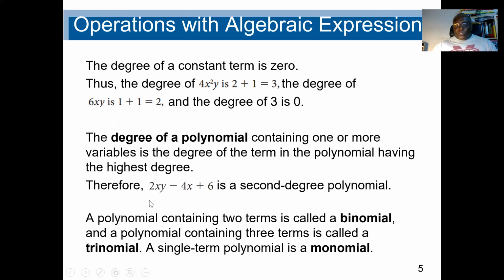So let's try an example. I already said about the term binomial. A polynomial containing two terms is called a binomial. And we have also mentioned the monomial. A monomial means a single term polynomial. So if I have, for example, only 4x squared y, this is again a monomial. Now if I have 6xy, let's say plus 2x, it's two terms now, so it's a binomial.